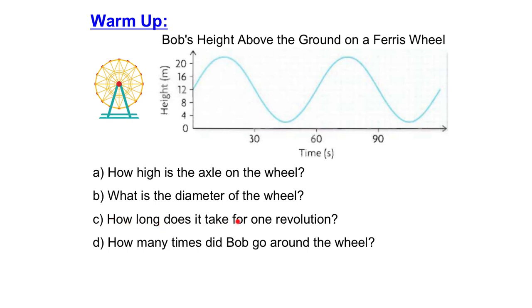How long does it take for one revolution? One revolution would be all the way around the Ferris wheel once. And how many times did Bob go around the wheel based off of what we see on the graph? Now, just for clarity, I'm going to add these lines to the drawing of the graph so that you can better see where they end up on the axis. But I'd like you to pause the video and see if you can answer these questions.